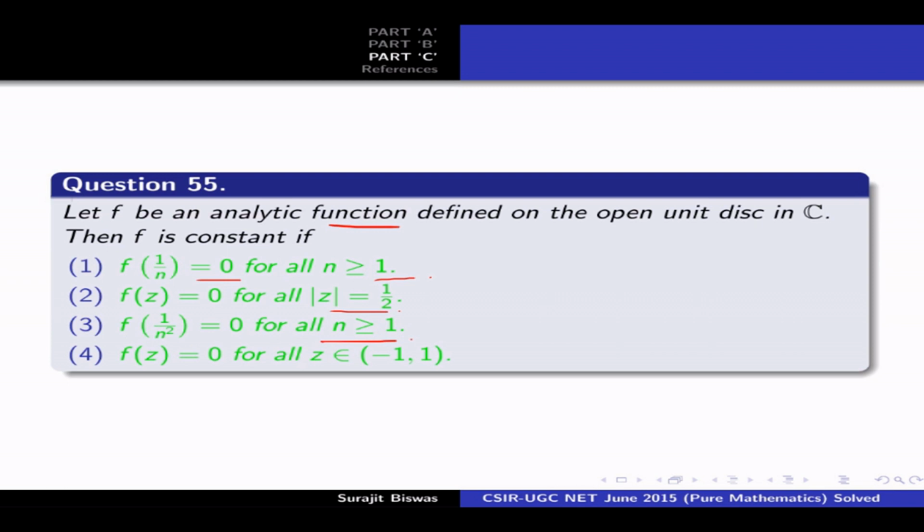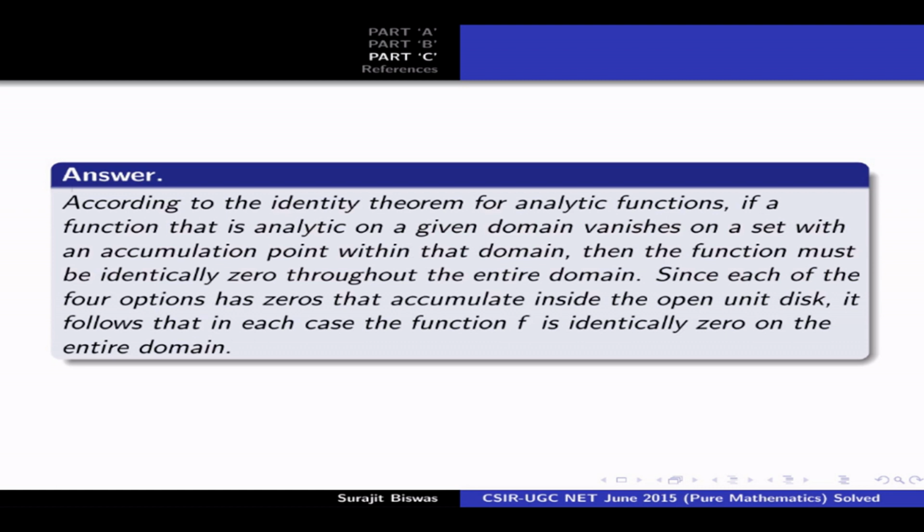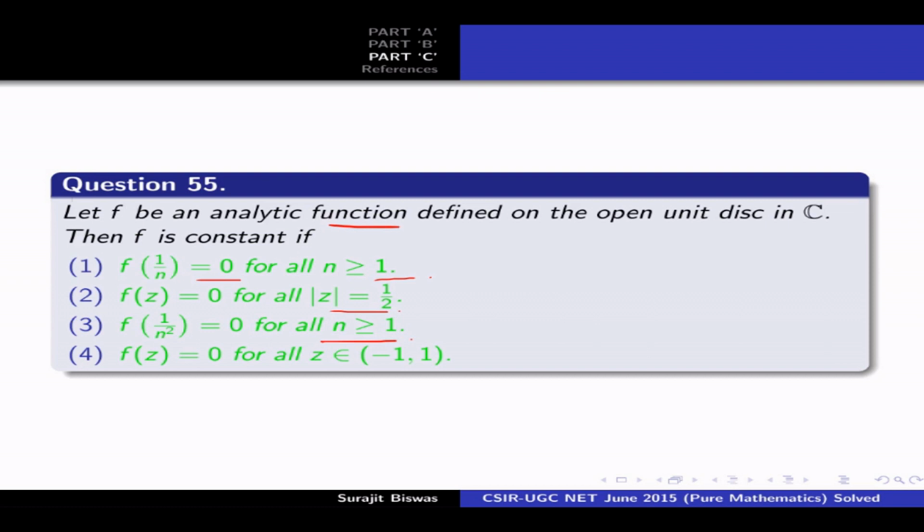All these are applications of the identity theorem for complex analytic functions. According to the identity theorem, if a function that is analytic on a given domain vanishes on a set with an accumulation point within that domain, then the function must be identically zero throughout the entire domain. Since each of the four options has zeros that accumulate inside the open unit disk, in each case the function f is identically zero on the entire domain. So all are correct here.